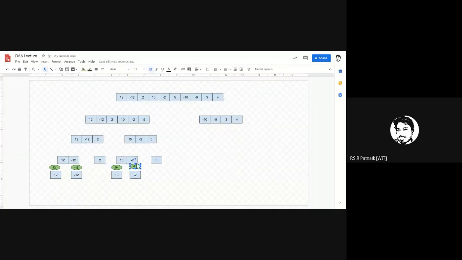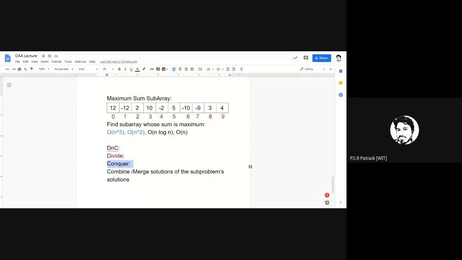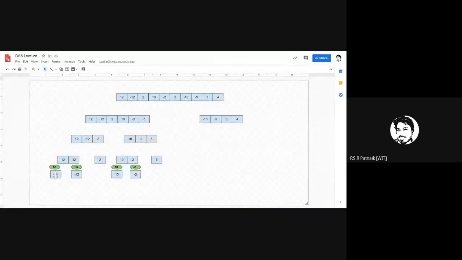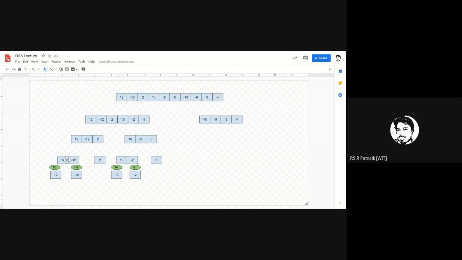So now that I have a solution to the subproblems, what should I do now? So I am done with conquer. And what is now remaining? Combine the sub-solutions so that you end up with a solution to the larger problem. So now the question arises, combining solutions to the subproblems should give me a solution to the larger problem formed by combining the solutions of the subproblems.